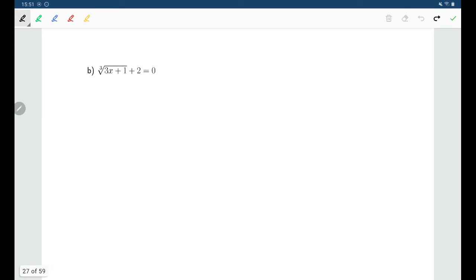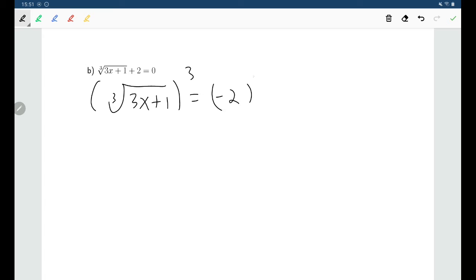So here I've got cube root of 3x minus 1 plus 2 is equal to 0. So I'll isolate the radical. Cube root of 3x minus 1 equals negative 2. Since it's a cube root, I'll cube both sides of the equation.